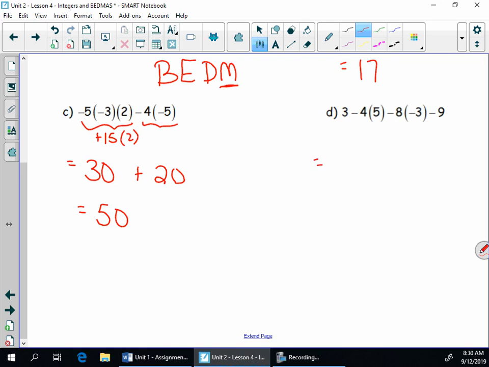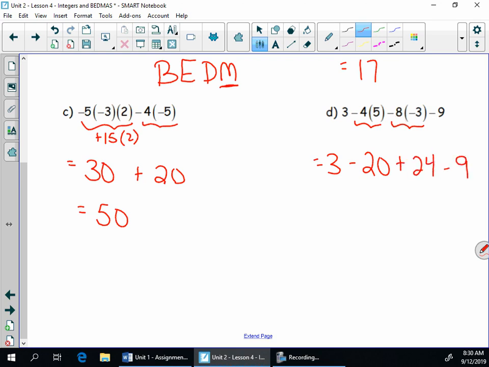Okay, I'll scan this thing. I see brackets, but there's only one number inside them, so not really brackets. There's no exponents. There's no division. There is multiplication right here, and again right here. That's what the brackets are showing us. So the 3 is okay. Nothing's happening with it. Negative 4 times positive 5, those are different signs, so it makes a negative 20. Negative 8 times negative 3, those are the same signs, so a positive 24.